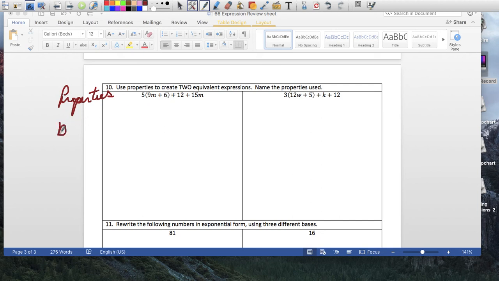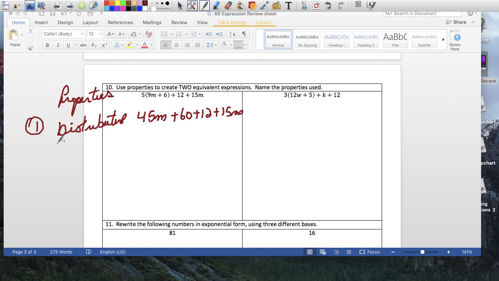So the first property I'm going to use is the distributive property, and that's going to allow me to get rid of the parentheses. 5 times 9m is 45m. 5 times 6 is 30. Plus 12 plus 15m. Remember that the 5 is not multiplying these two guys. It's only multiplying everybody who's in the parentheses. So I just created an expression that's equivalent to this one. These and this are equivalent, except they're just written differently.